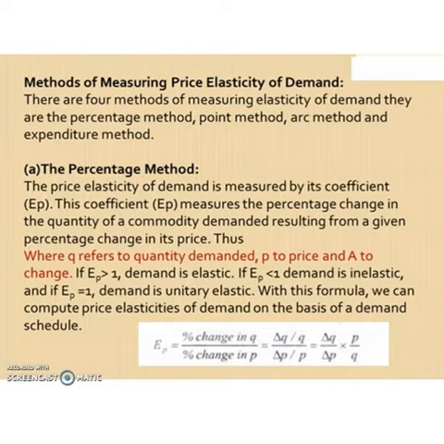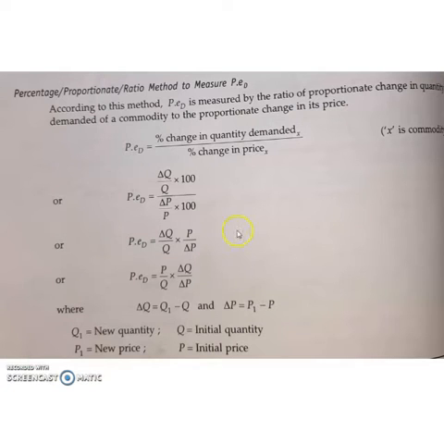So, we can explain it in detail. According to this method, that is the percentage method, which is otherwise known as the proportionate method, ratio method, etc., price elasticity of demand is measured by the ratio of proportionate change in quantity demanded of a commodity to the proportionate change in its price. So, PED, meaning price elasticity of demand, is equal to percentage change in quantity demanded divided by percentage change in price.